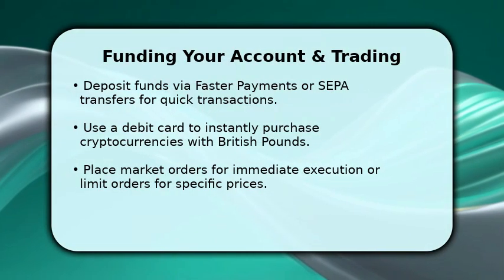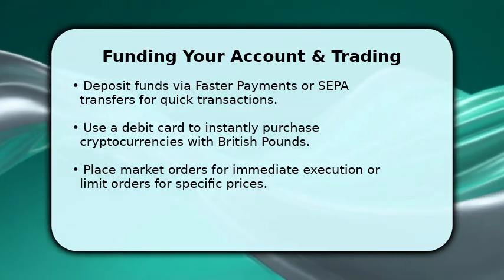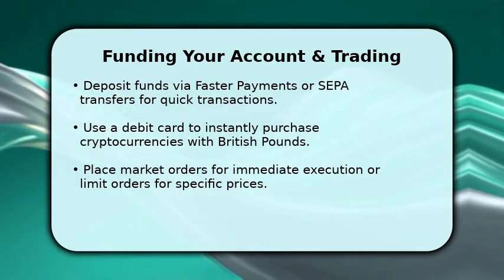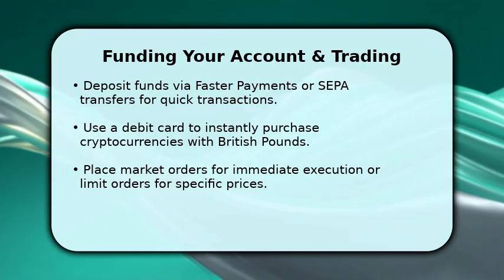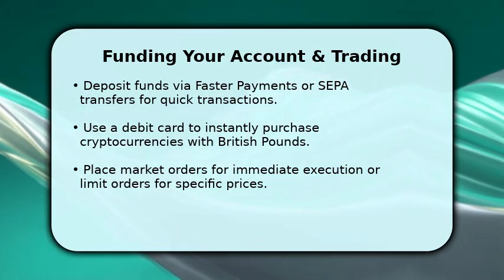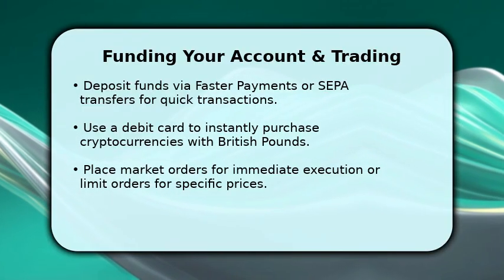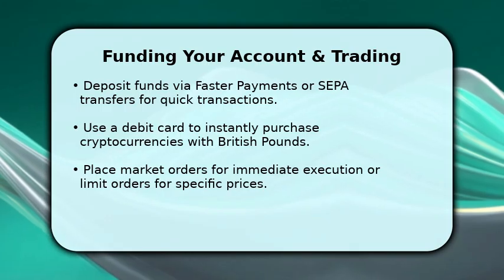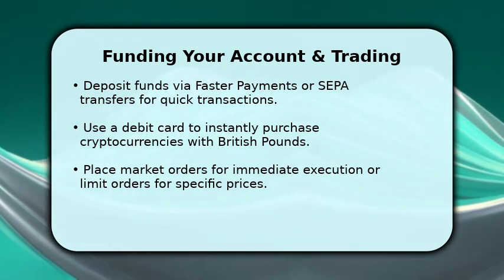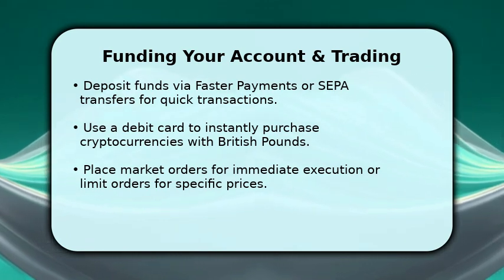Funding your Binance UK account is straightforward. You can deposit British pounds using faster payments or SEPA transfers, often processed within minutes. Alternatively, use your debit card for instant purchases of popular cryptocurrencies like Bitcoin or Ethereum. When trading, you can choose between market orders for immediate execution at the current price, or limit orders to buy or sell at a specific price you set. This flexibility helps you manage your trades effectively.